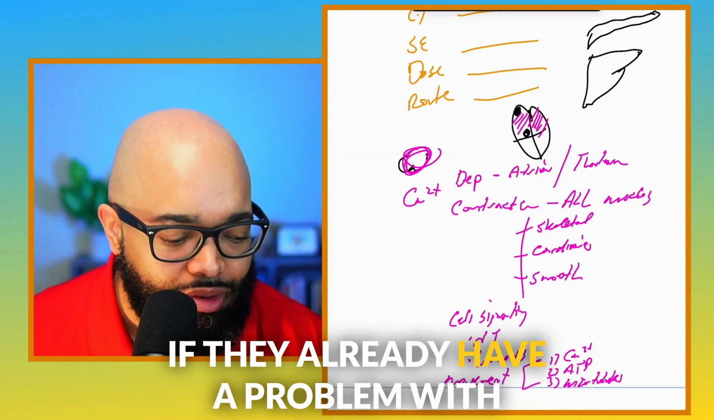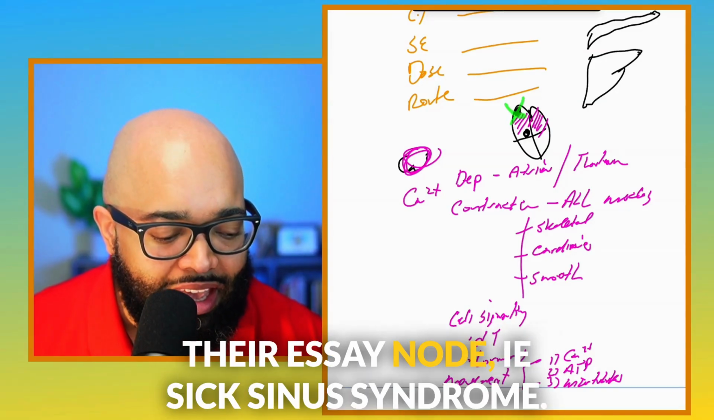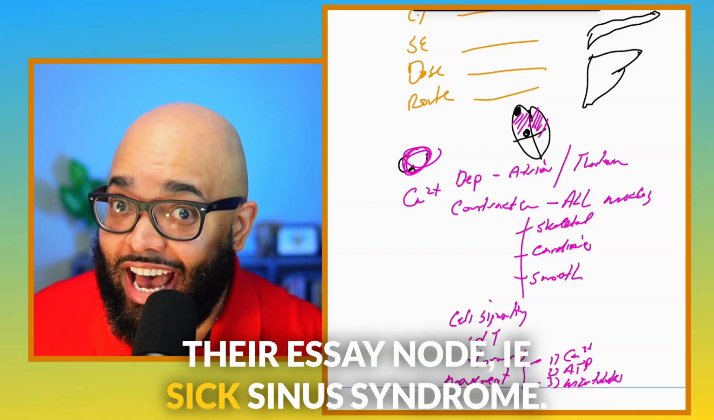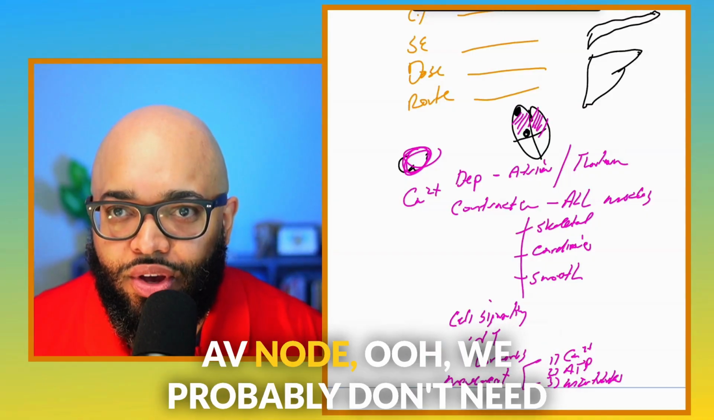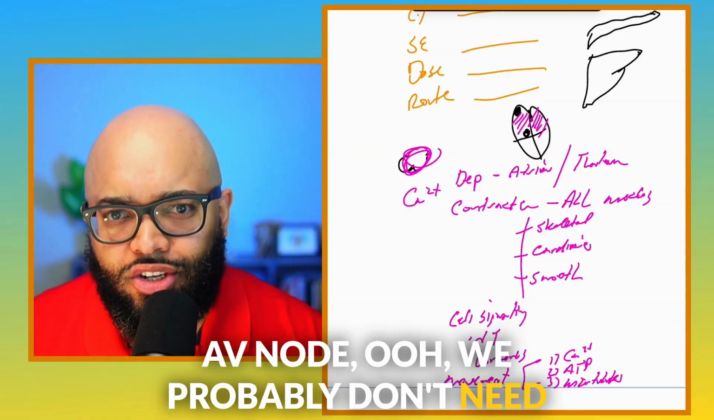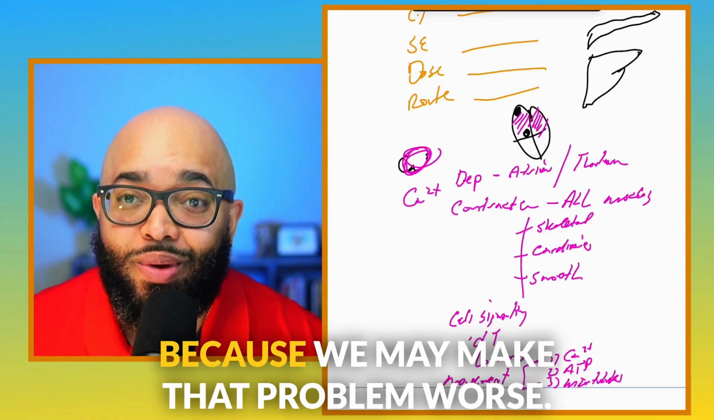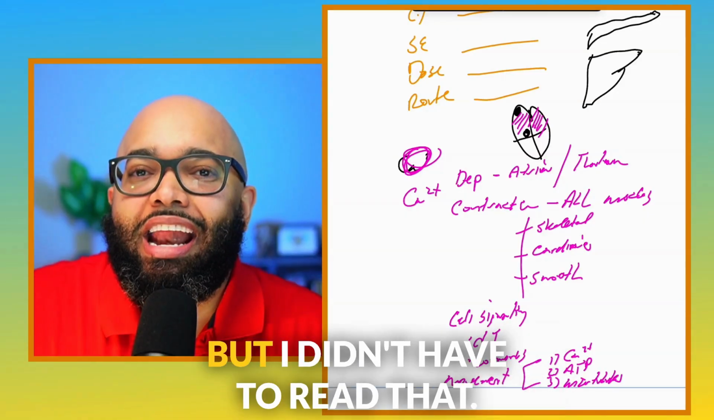In fact, those would be contraindications for most calcium channel blockers. If they already have a problem with their SA node, i.e., sick sinus syndrome, or if they already have a problem with their AV node, we probably don't need to use this calcium channel blocker because we may make that problem worse. But I didn't have to read that. I just know how the cell works.